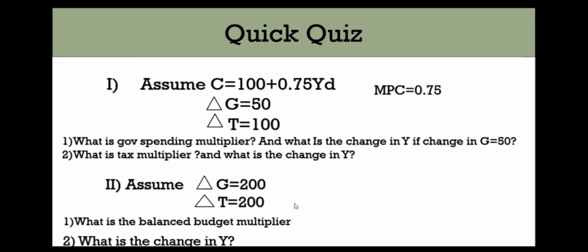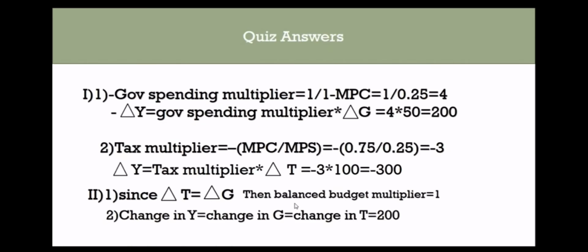Okay, now moving to part 2, we are assuming that the change in government spending is equal to 100 and the change in T is 200. Wait, we know here that both are equal. Part 1 says, what is the balanced budget multiplier? We know from the previous slide that when the change in G is equal to the change in T, then the balanced budget multiplier is going to be equal to 1.